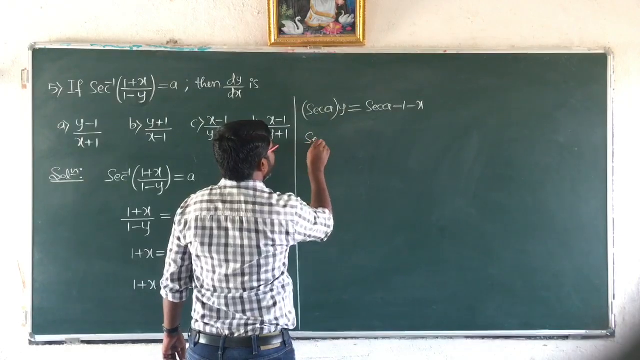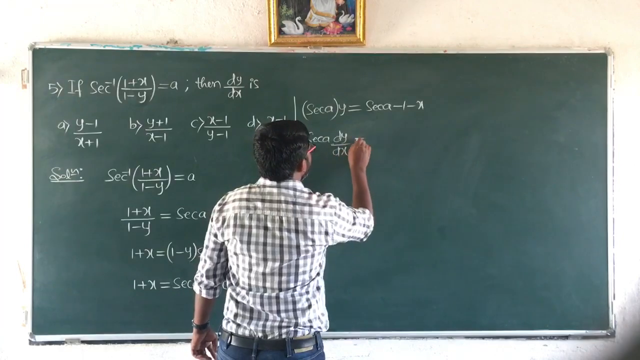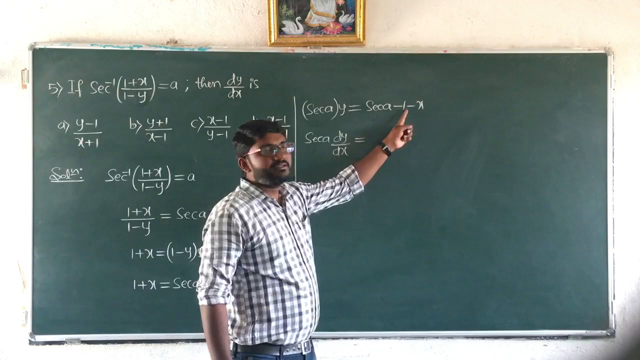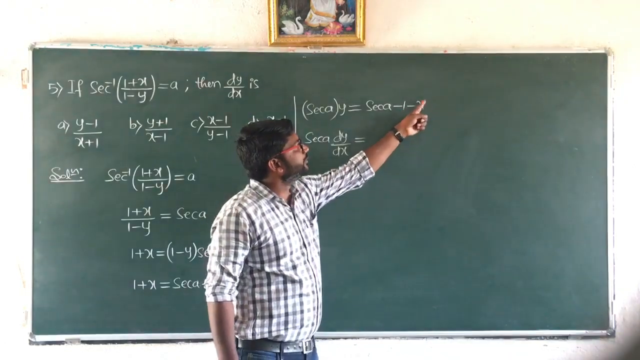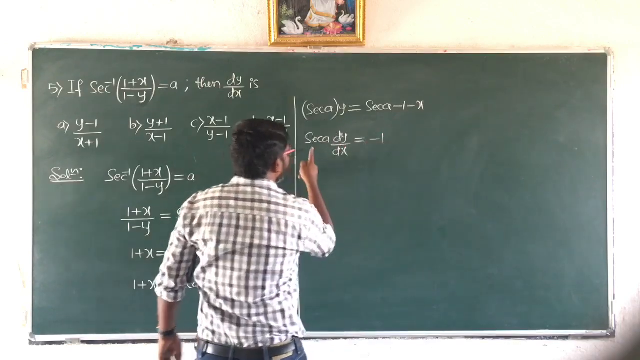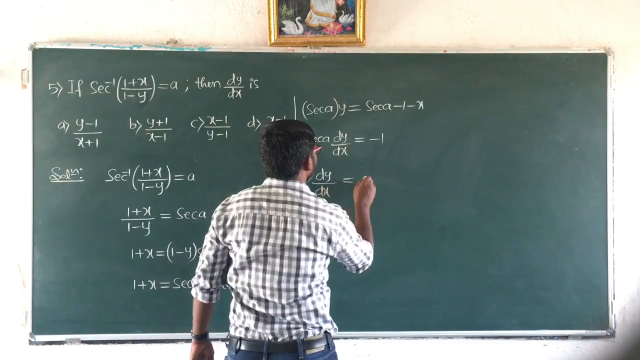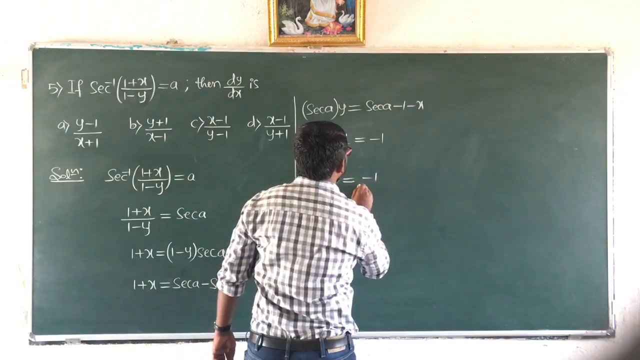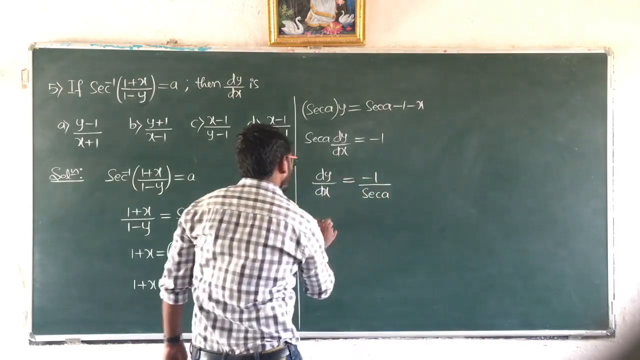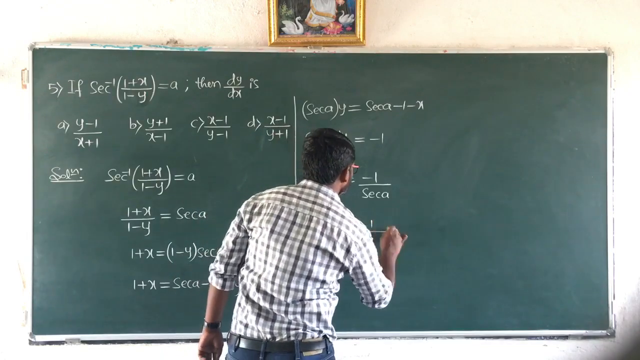Secant a is a constant, I write it as it is, into derivative of y will be dy by dx, which is equal to, then derivative of secant a, it is 0, then again derivative of 1, that is also 0, then derivative of x will be 1, so we get minus 1. So now take this to the RHS, dy by dx, which is equal to minus 1 divided by secant a.